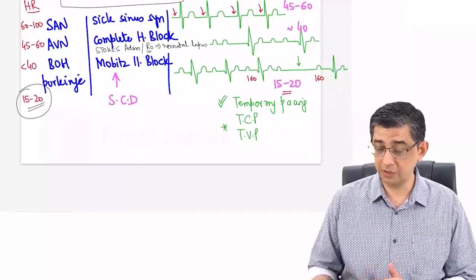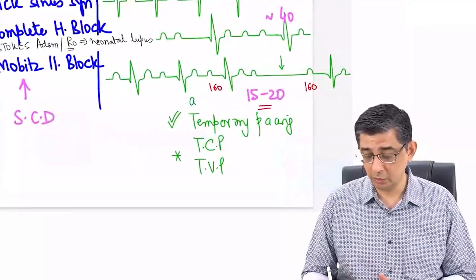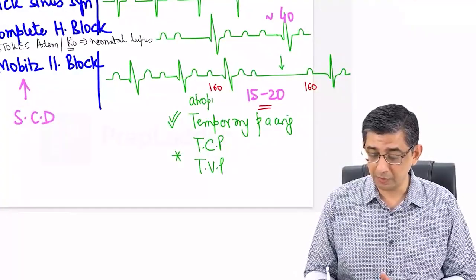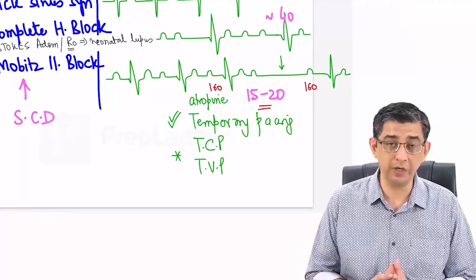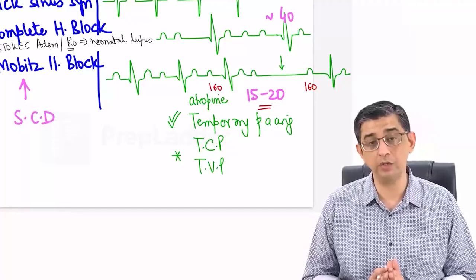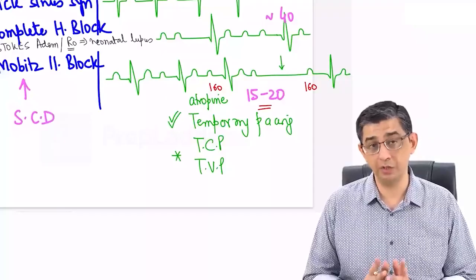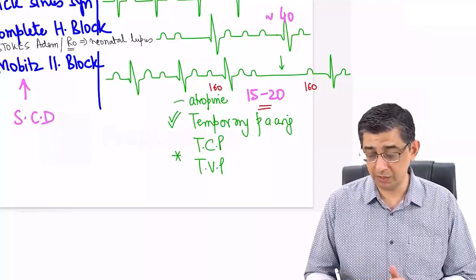If he changes the question and says, what is the first line management for a person with symptomatic bradycardia, then at the moment, suddenly the heart rate is dropping, and first I don't know what is the reason behind it. So I will obviously give atropine, and the dose of atropine has changed. Earlier it was 0.5 milligrams, but the current dose of atropine that we give to the patient is 1 milligram. So do remember this slight change as well.